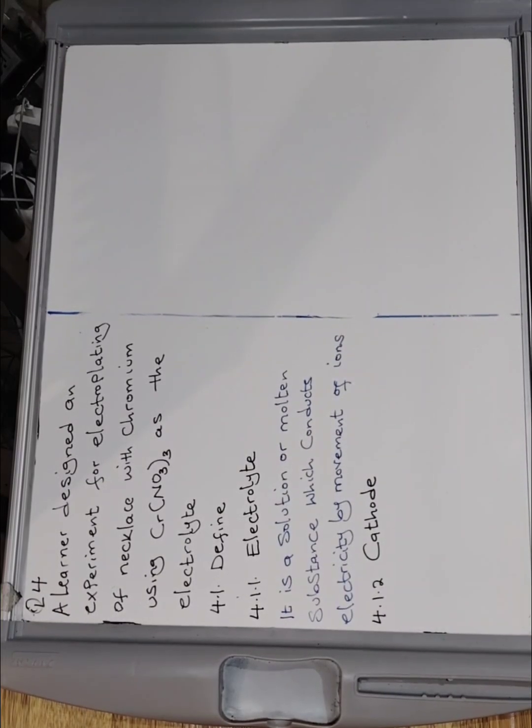Okay, that is that. Then comes another question, 4.1.2. It says, define a cathode. So what is a cathode? A cathode is an electrode at which reduction takes place. Let's put that one down.